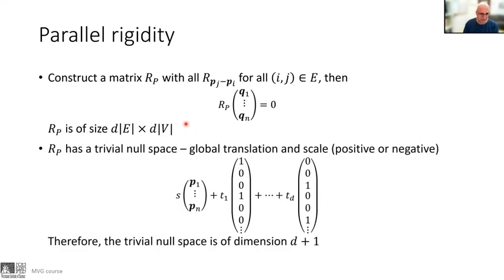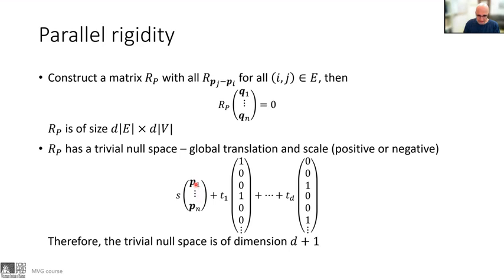Now the last step is the following. We want to see what is the trivial null space of Rp. The trivial null space are all the translations and the scale or reflections of the points. Here we don't have rotations because we know the absolute orientation of every edge. We just don't know the scale, the distance. So let's see what is the trivial null space of this equation.